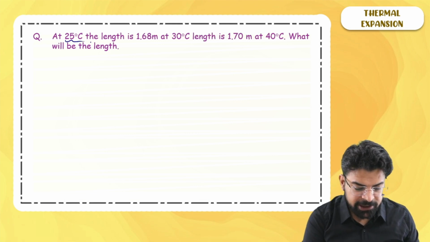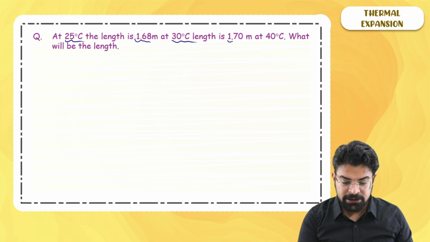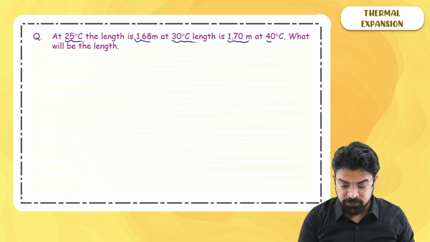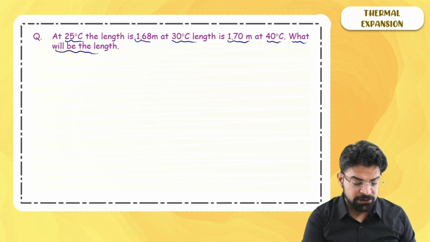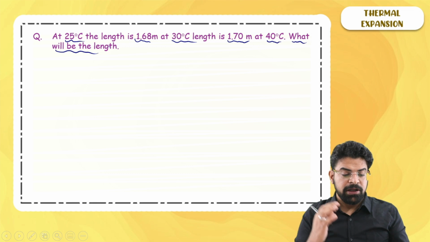Okay, let's practice one more. At 25 degrees centigrade, the length is 1.68 meter. At 30 degrees centigrade, length is 1.70 meter. Then at 40 degrees centigrade, what will be the length? So at 25, it is 1.68. At 30, it is 1.70. Then at 40, what will be the length?